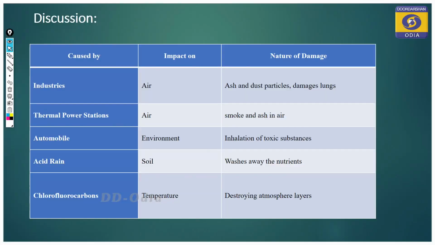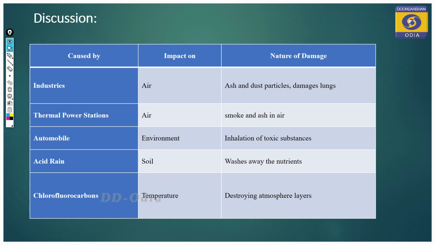Now, coming on to certain other important questions, we have discussed a lot of questions and answers, but another important portion that you would be getting in your exam is the grammar part. So let us discuss these questions step by step. Now see, industries, thermal power stations, automobiles, acid rains, chlorofluorocarbons. These are all agents responsible for causing air pollution. How do they impact the components of the atmosphere? This is the section. So what do industries impact? They mostly impact air. And what is the nature of damage caused? Ash and dust particles which will damage your lungs.